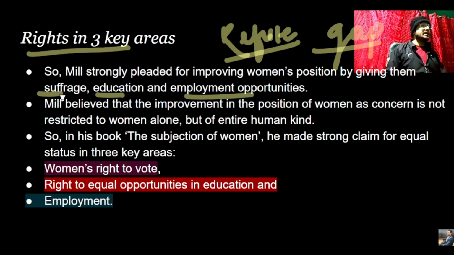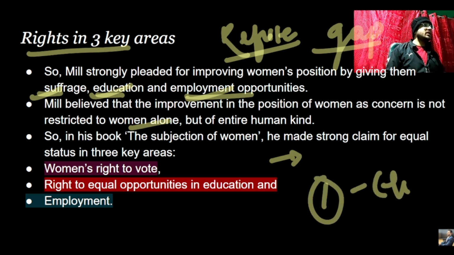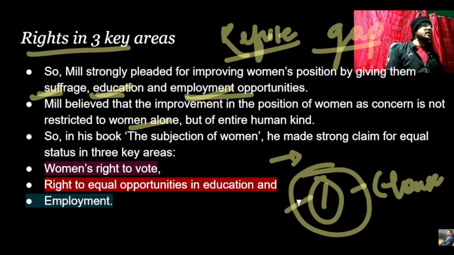So what are the three key areas? The three key areas are basically the right to vote, that is suffrage, education, and employment opportunities. Mill believed that the improvement in the position of women is not restricted to women alone, right? So whatever restriction or position of women there is in today's time is not only restricted to women, but has to do with the entire humankind, right? Because let's say if one woman in any household is suffering, the entire family will suffer, right? Her son will suffer, her husband will suffer, her family will suffer, right?